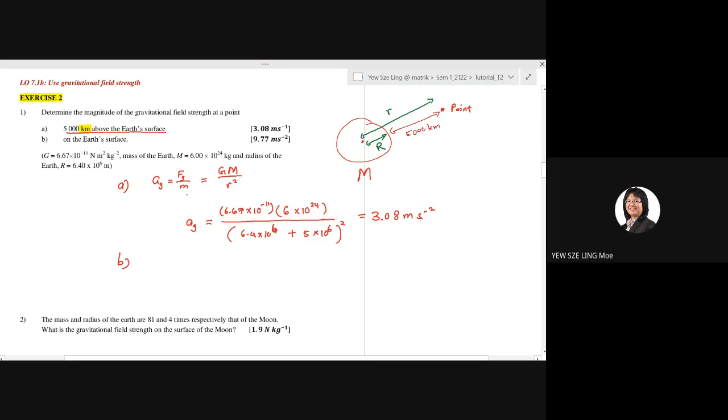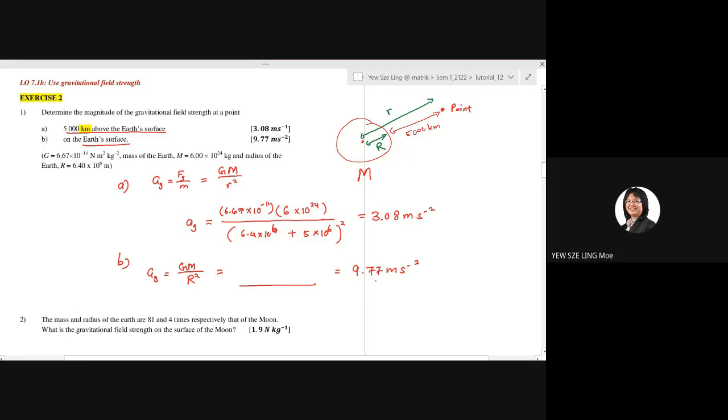Question B, again, we're just going to use the same equation, but now it's happening on the Earth's surface, where you're just going to use a capital letter R. So AG is now equal to GM over capital R squared. You sub the value and eventually you will obtain 9.77 m s^-2. As you can see, it's very close to our theoretical value.